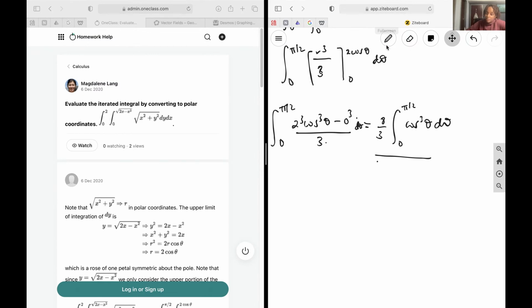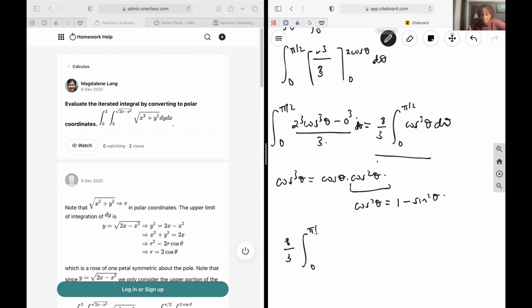And then next up, I will use the fact that cos cubed theta is equal to cos theta by cos squared theta. And then I will use the identity that cos squared theta plus sine squared theta is 1. So I can say cos squared theta is equal to 1 minus sine squared theta. And so this will become 8 over 3 multiplied by the integral from 0 to pi over 2 of cos theta into 1 minus sine squared theta. And then I integrate over d theta.